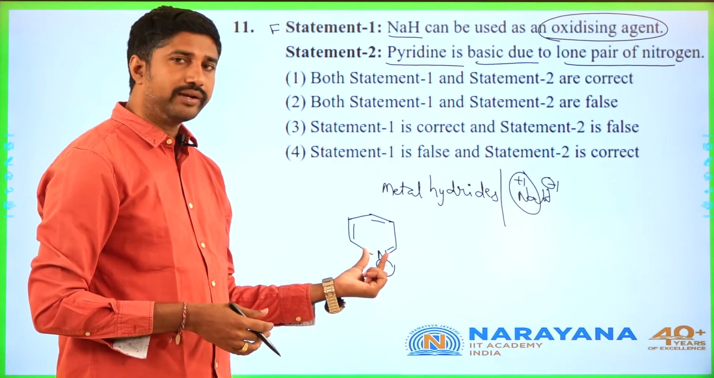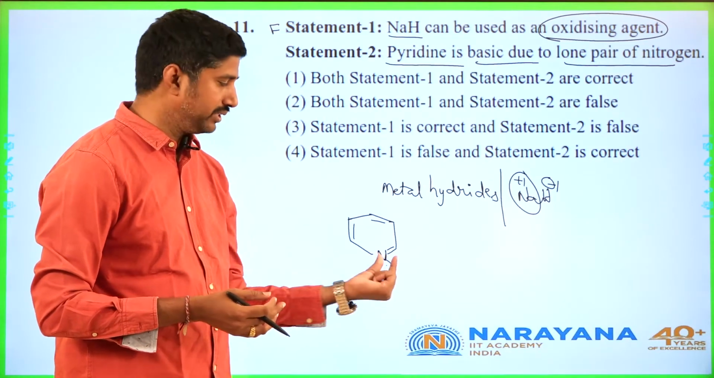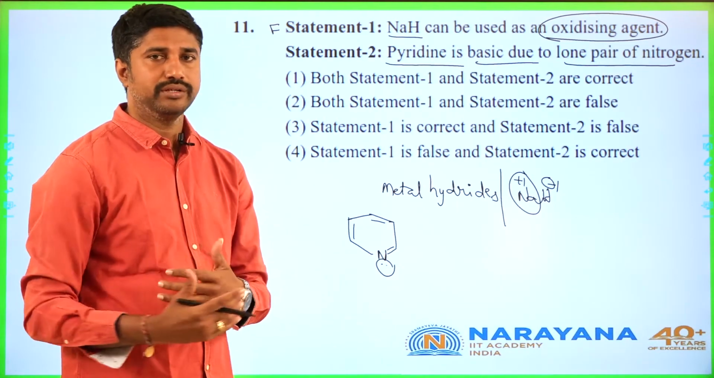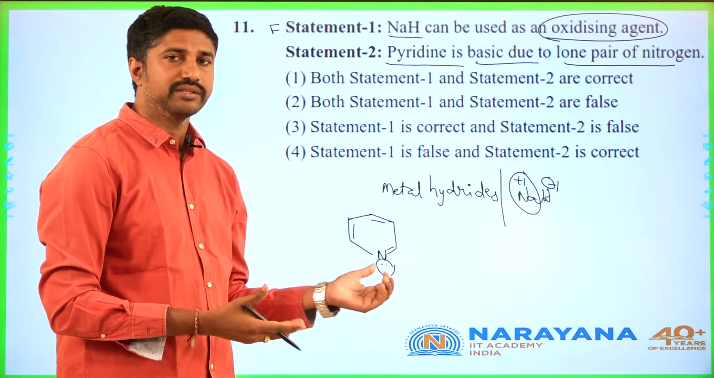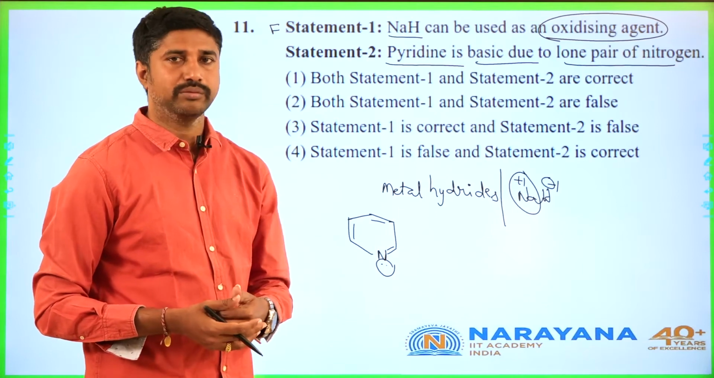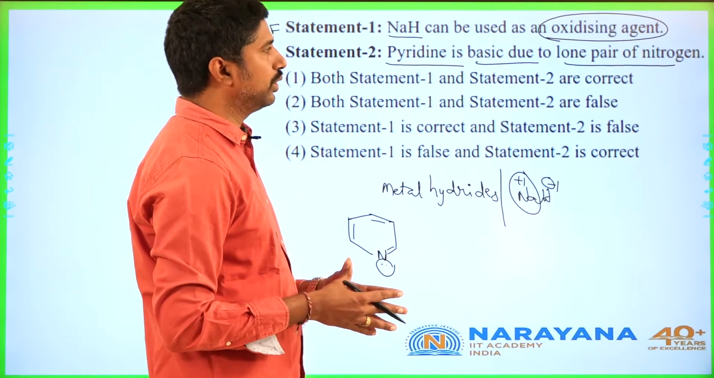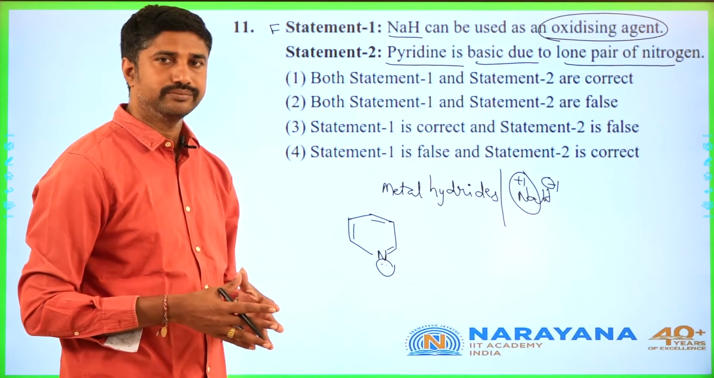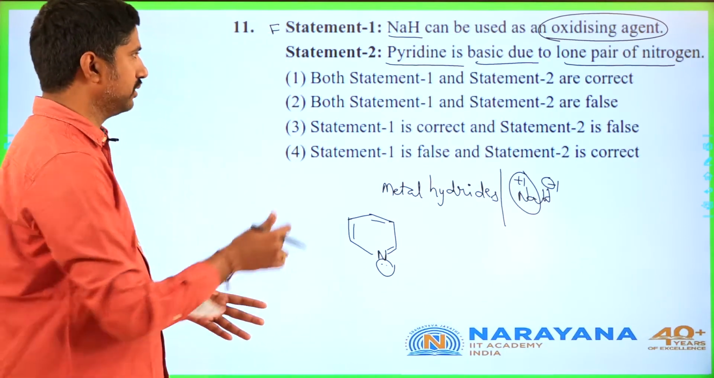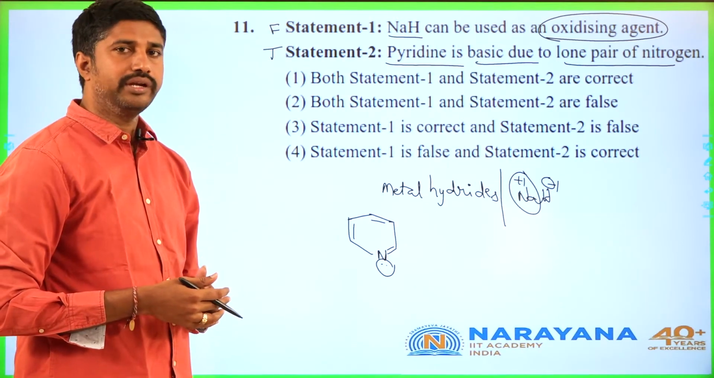The lone pair of nitrogen is not involved in conjugation or delocalization, and this is available for donation, and that is acting as a basic site. So pyridine nitrogen acts as a basic site. As per the statement, pyridine is basic due to the lone pair of nitrogen. Yes, it is obviously a true statement. So the first statement is false and the second statement is true.